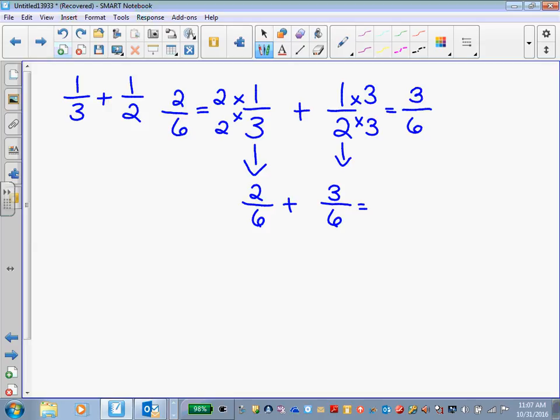So now we can just add our numerators. 2 plus 3 is what? 5. Think about what we're saying, and then our denominator is going to stay the same. Is there a number, the same number, that can go into both 5 and 6 evenly?